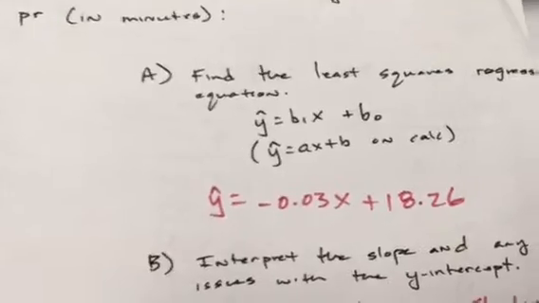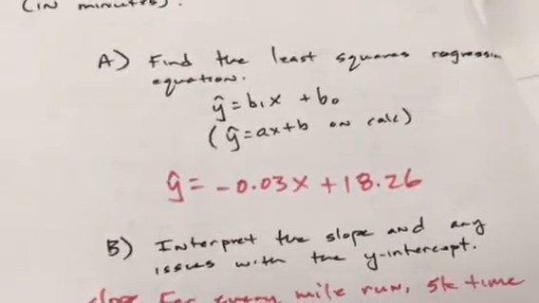All right, you have your x and y. Just simply put x in list 1, y in list 2. There is your least squares regression line.